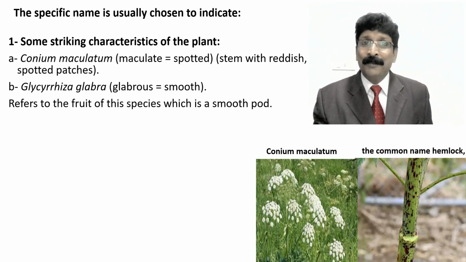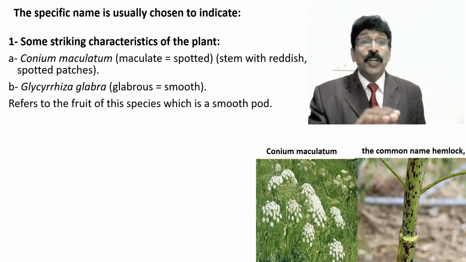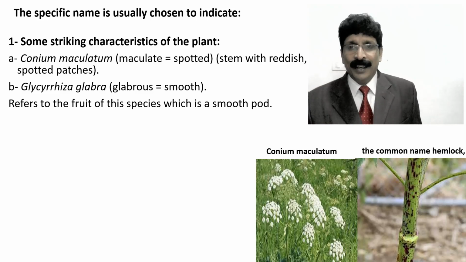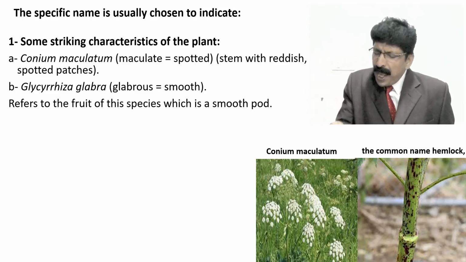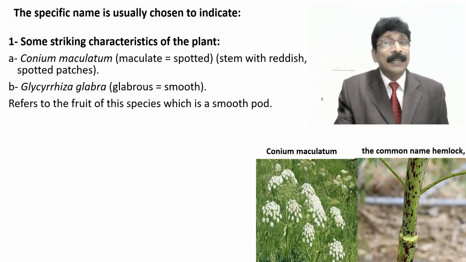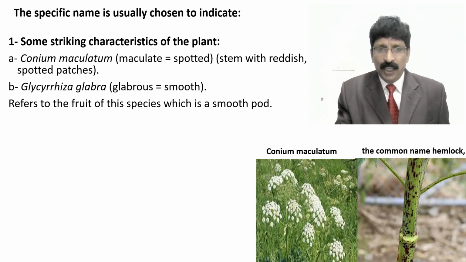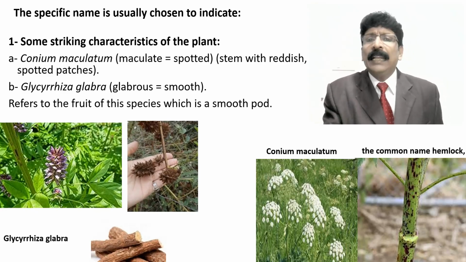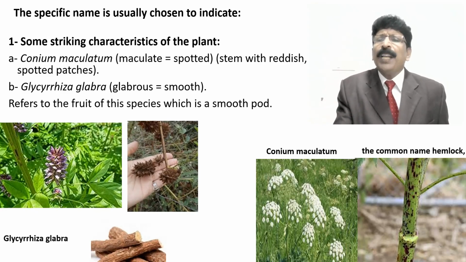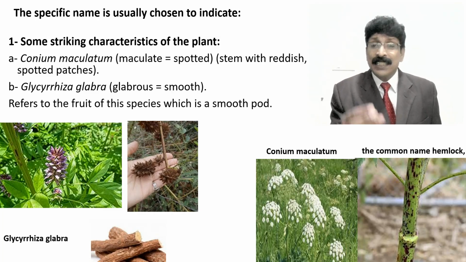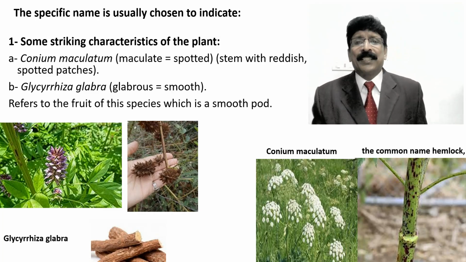Adi Maduram. And glabra means glabrous. Glabrous means smooth. Its fruit is very polished and smooth, as shown in the picture, where the person is keeping the pods in the hand. Very smooth. That's why it is called Glycyrrhiza glabra. You know this, the root is usually used. It's sweet in taste.